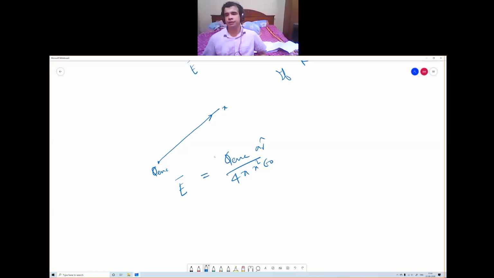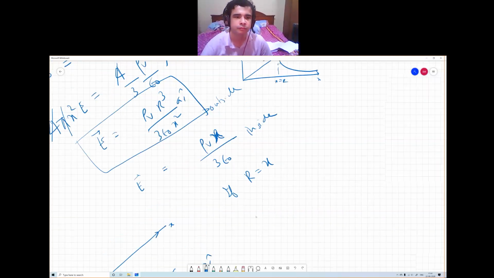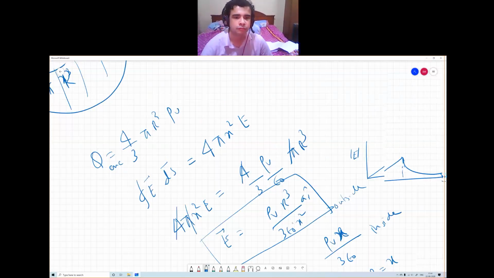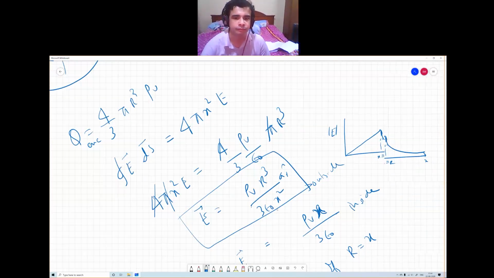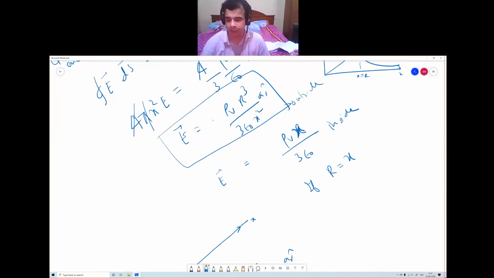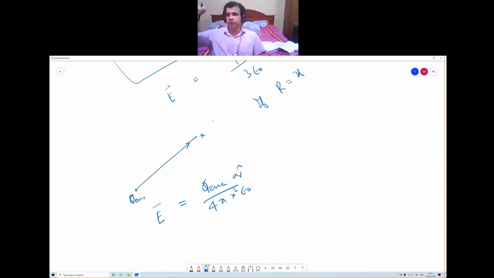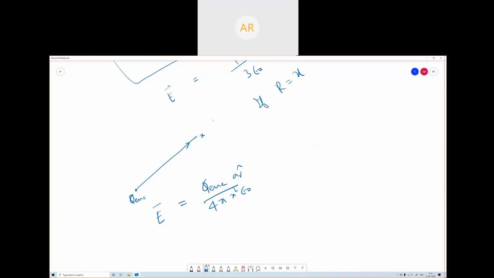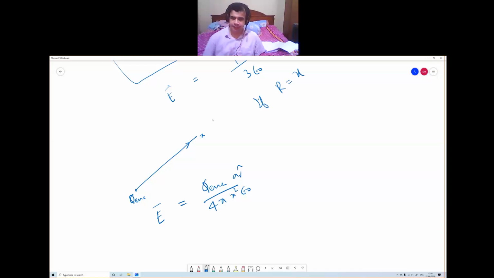The value of E is the same. See, it was the same here. So from outside, this uniformly charged sphere looks as if it is a point charge. Okay. Second example.